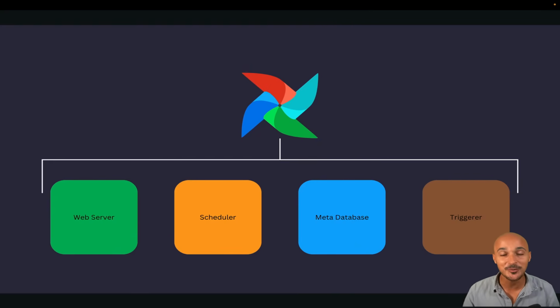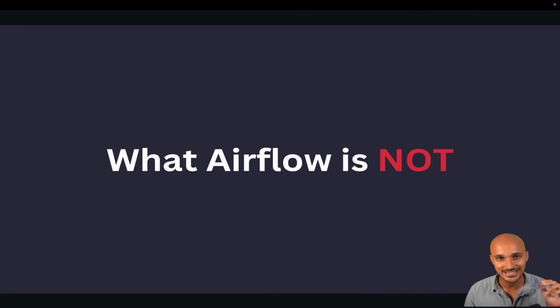In addition, those components can be highly available, which means you can have multiple web server instances, scheduler instances, metadatabase instances. So if one of the components goes down, you still have the other, so you make sure that your Airflow is still running. Now, you know what Airflow is, you know the components of Airflow, you know the concepts of Airflow. What about what Airflow is not?